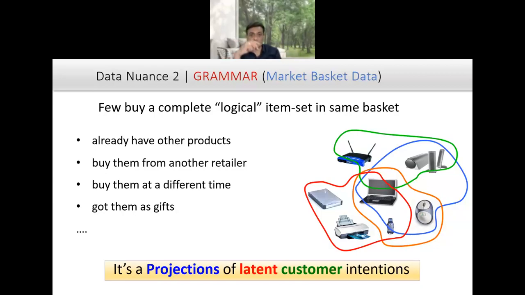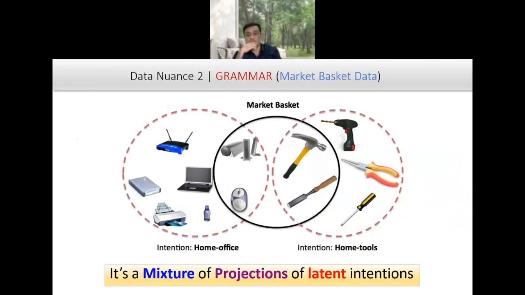This is also an example of maybe a mixture of projections of latent intentions of the customers. I hope all of you are listening carefully, because I'm giving some examples, but you can relate them to your domain area. I'm giving you some general examples. Sometimes you may feel that it is not relevant to the content of the session, but I'm providing you this sort of graphical photographs and information so that you understand it well.